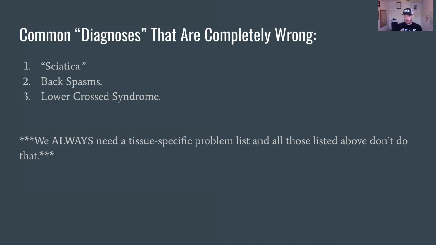Is it coming more from the back? Is there a nerve entrapment in the superior gemellus or down in the external hip rotators? So just basically saying sciatica doesn't really tell us anything. We need a tissue-specific diagnosis so we know exactly where it is.